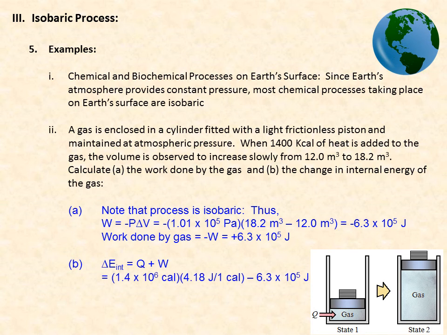Okay, so we must add the heat added to the gas. So we'll convert the 1.4 times 10 to the 6 calories into joules using the mechanical equivalent of heat here. Then subtract the work done that we found in part A, and we find out that the internal energy changes by an amount of 5.22 times 10 to the 6 joules.